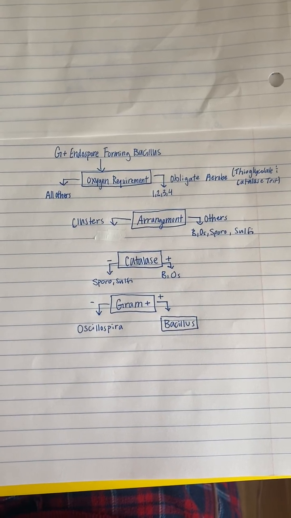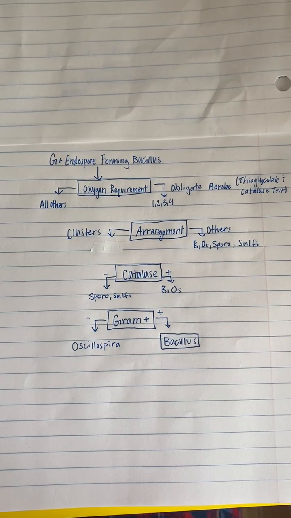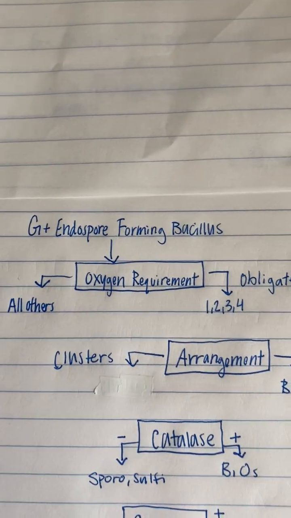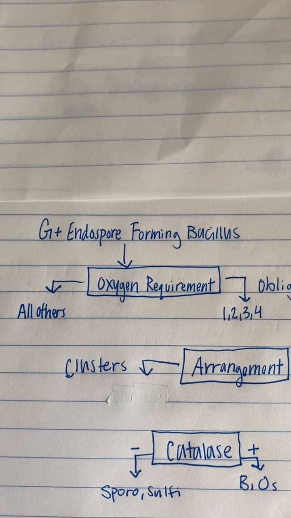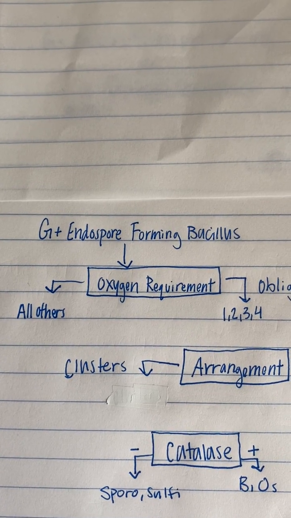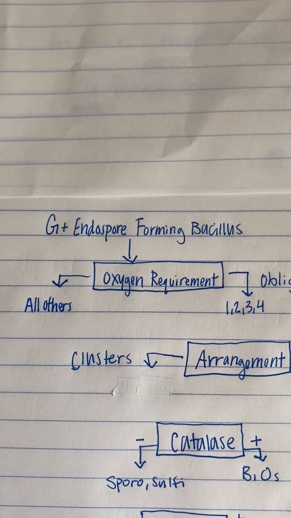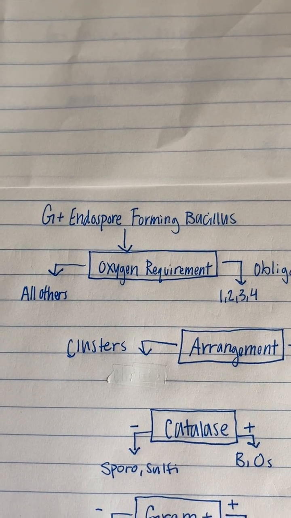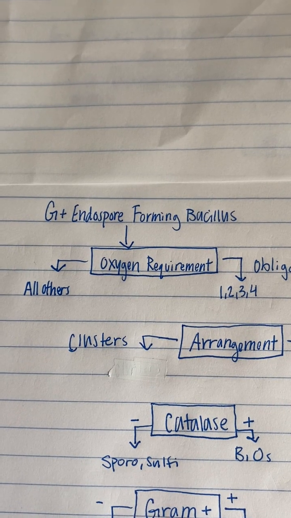Here's my skin microbiome assignment. I have the title Gram-positive endospore-forming bacillus because from the gram stain, I know that I have a gram-positive bacillus, since the stain was positive and the cells were rods, which indicate they're bacillus, and they're also endospores.